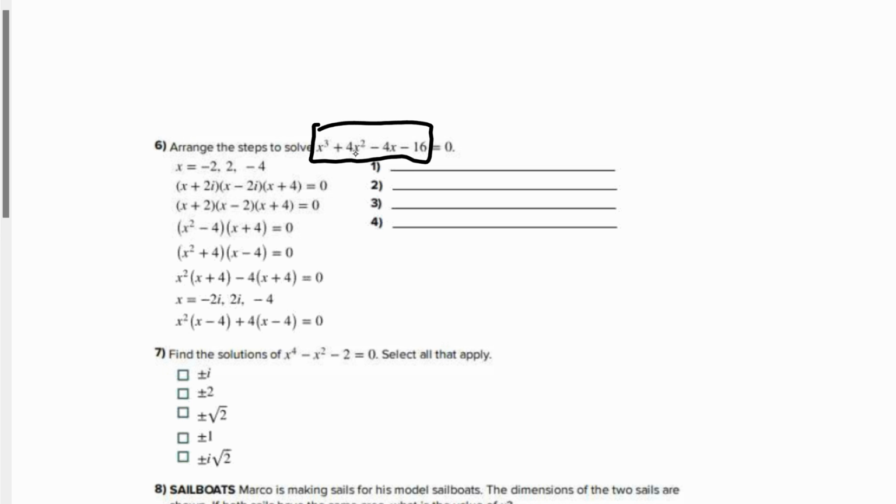Okay, so to solve this, it's by grouping, right? So I want to put these two together, x cubed plus 4x squared, and I want to say, what is the greatest common factor between x cubed and 4x squared? Make sure I get that right. Well, I can take out a 4x, or an x squared, right? Because they both have an x. So an x squared, that leaves me with x plus 4.